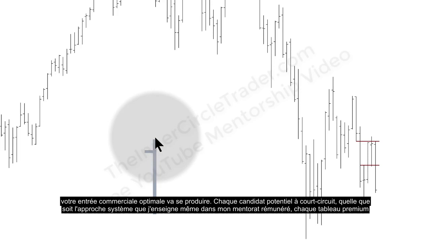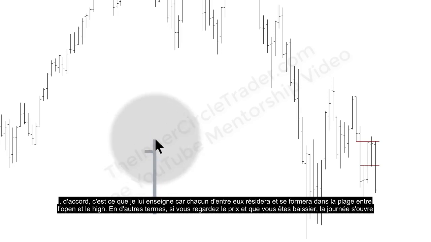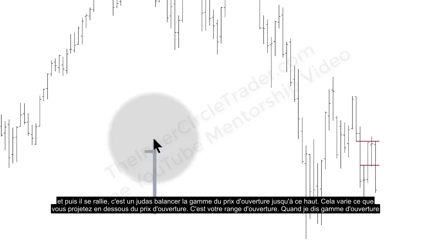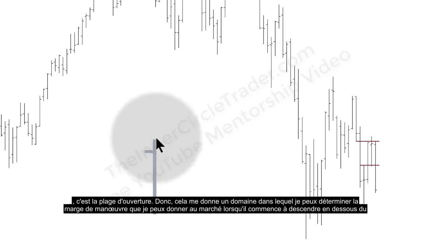Every potential shorting candidate, whatever system approach that I teach, even in my paid mentorship, every premium array, okay, that's what I teach it as. Every single one of them will reside and form in the range between the open and its high. In other words, if you're watching price and you're bearish, the day opens up and then it rallies up. That's a Judah swing. The range from the opening price up to that high, that range is what you project below the opening price. That is your opening range. When I say opening range, that's opening range.